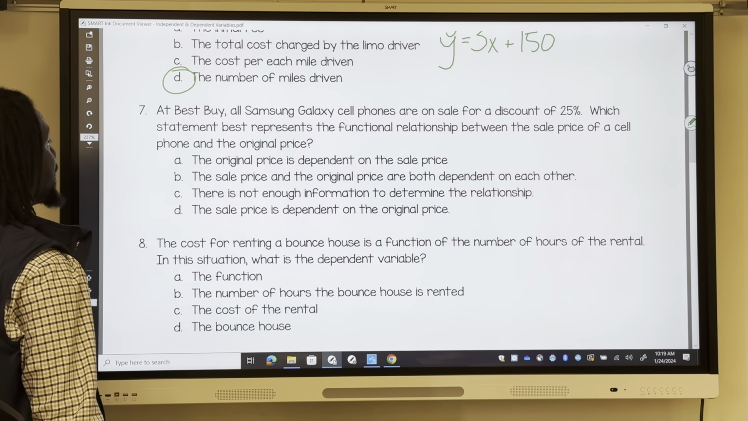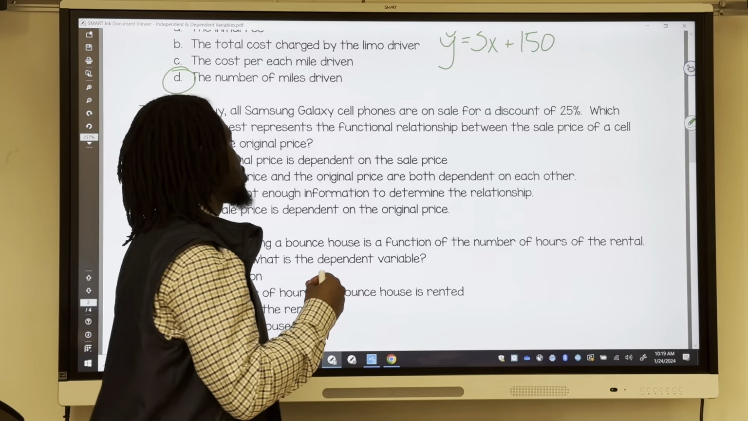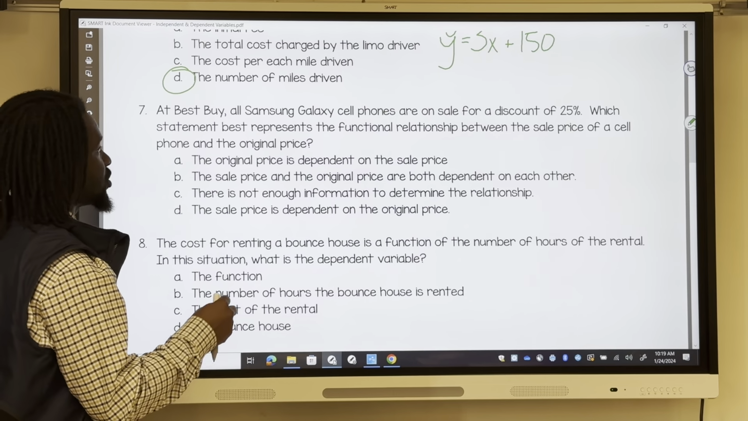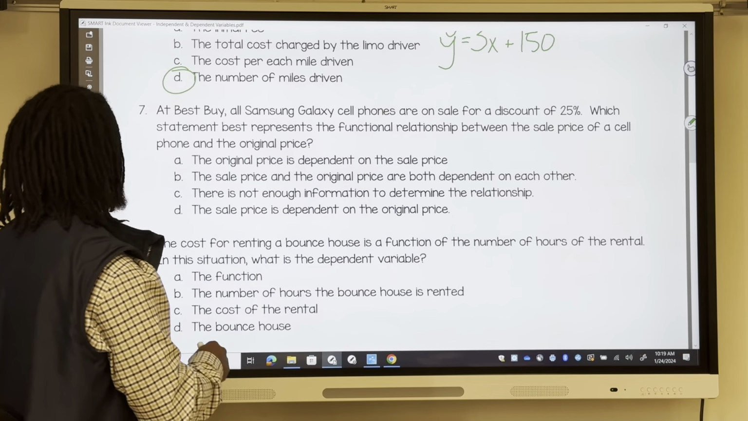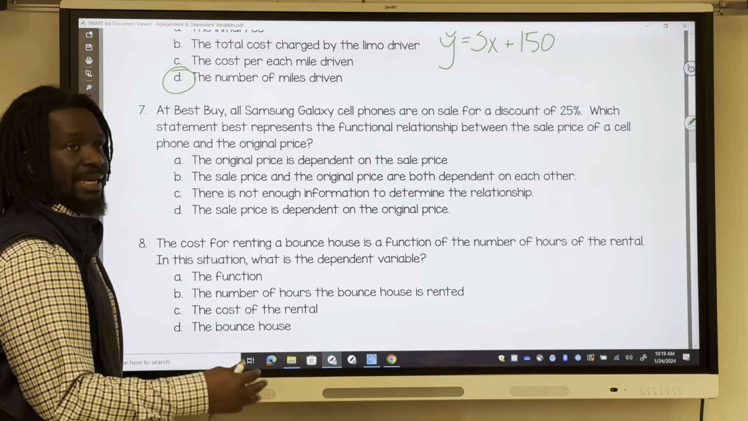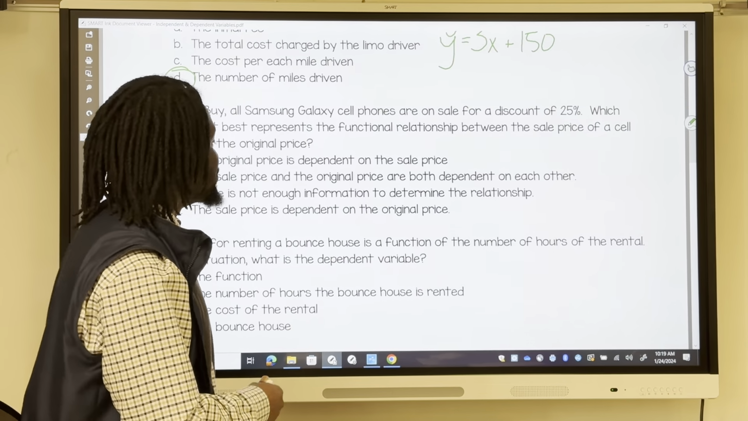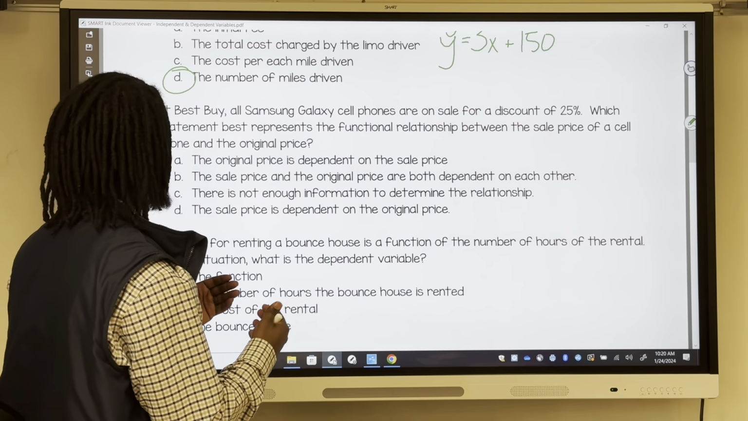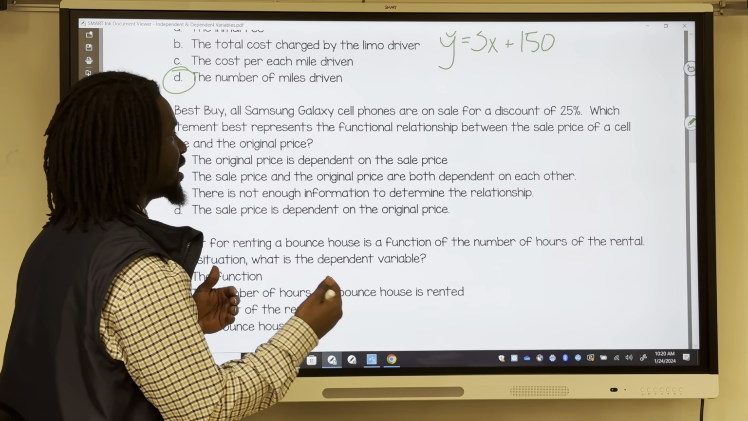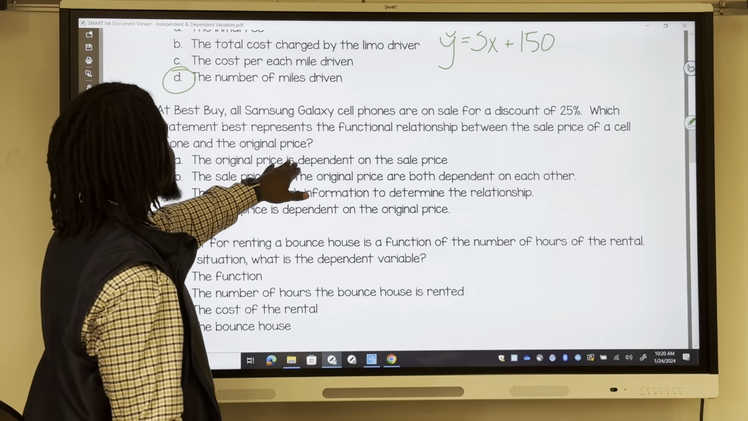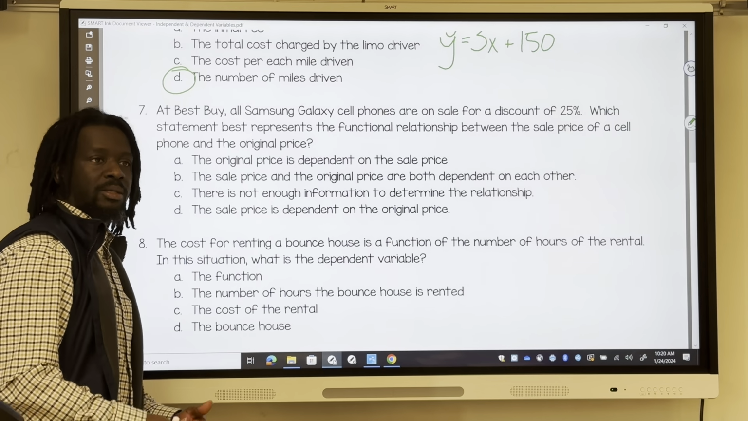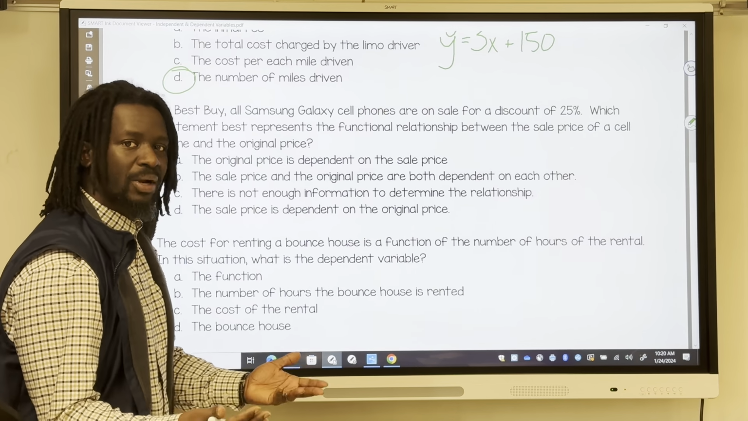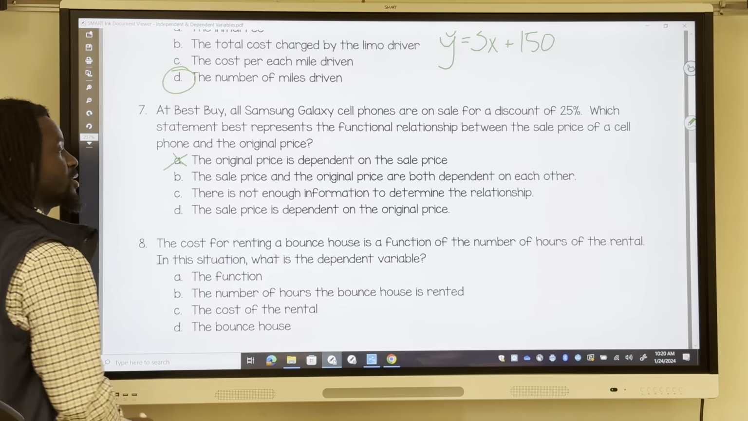Number 7, it says, at Best Buy, all Samsung Galaxy cell phones are sold for a discount of 25%. Which best represents the functional relationship between the sale price of a cell phone and the original price, okay? Again, this one's a little harder, but it is asking, what is the relationship? So which one is independent of the other, or dependent on the other? The original price is dependent on the sale price. Does the original price, how much it is originally, depend on how much the sale price is, how much is discounted? No, that doesn't make sense.